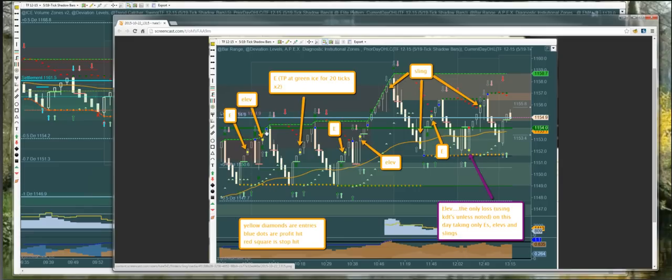Took a KDT up 10 ticks. This is where, or did I go up to the green ice? Looks like maybe it was the same. Anyway, that's where I took profit, right there. And then waited and waited. There were no arrows here, so these were not valid slings.